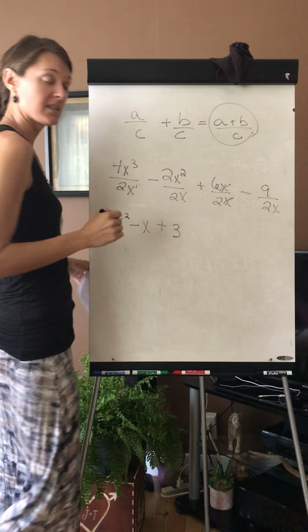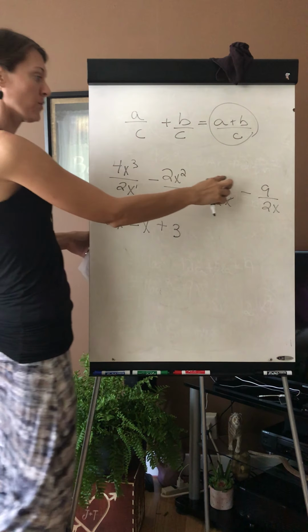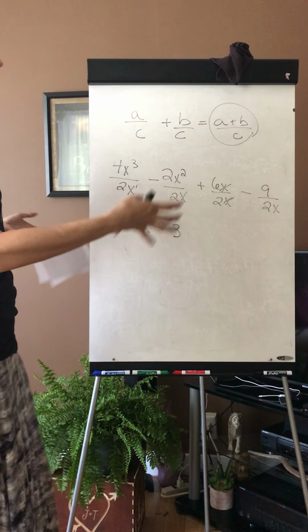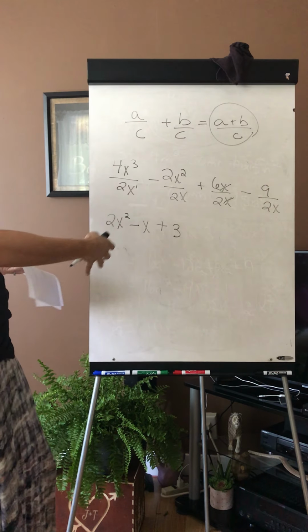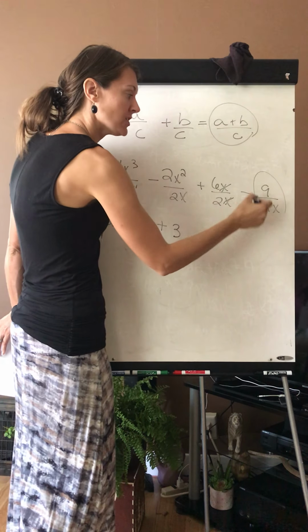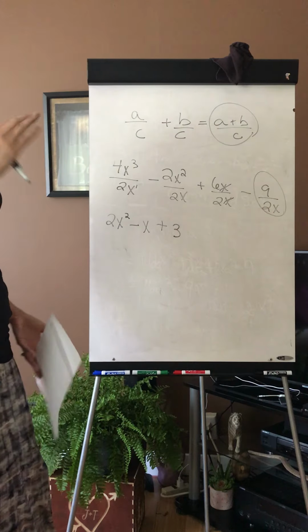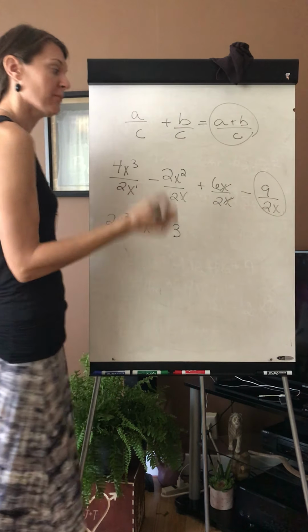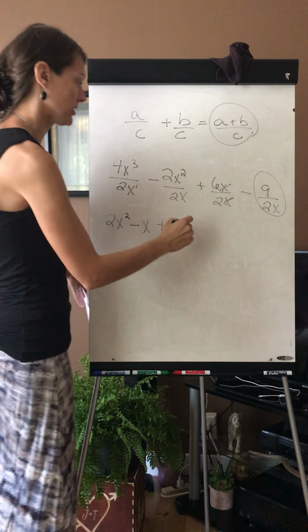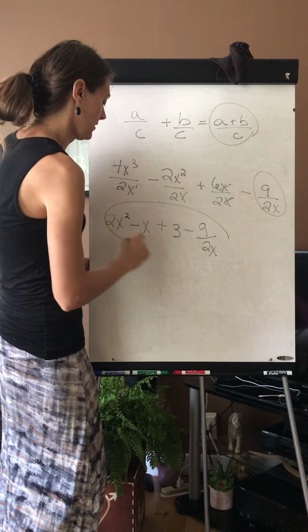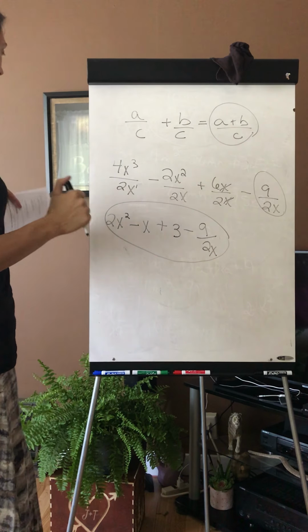And now these x's cancel, or you can think of it as x to the 1 minus 1. That's just x to the 0. We know that's just 1. So 3 times 1 is still just 3. And then this one, there's nothing I can do. I can't cancel that x. I'm going to leave it down in the denominator. And similarly, there's nothing in common between the 9 and the 2 that I can cancel out. So we'll just rewrite it. And that will be your final answer.